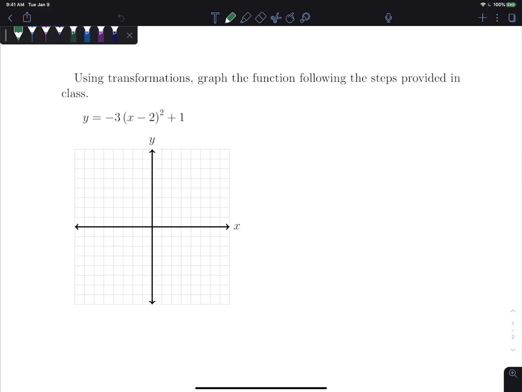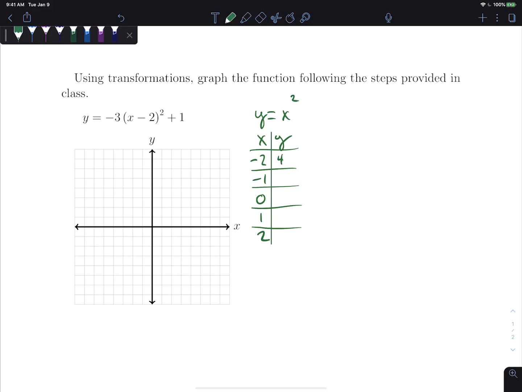Excellent. The first thing we want to do is identify the parent function, and the parent function will be a quadratic. So we have y equals x squared. That gives us the table. The x's are -2, -1, 0, 1, and 2. The y's are 4, 1, 0, 1, and 4. And then we just work left to right identifying transformations.